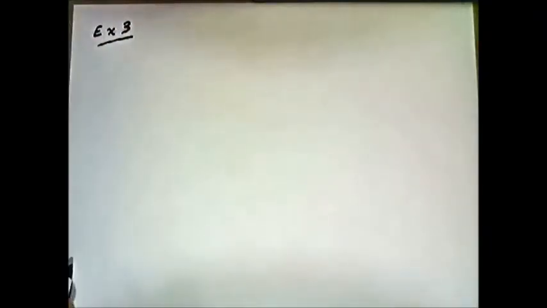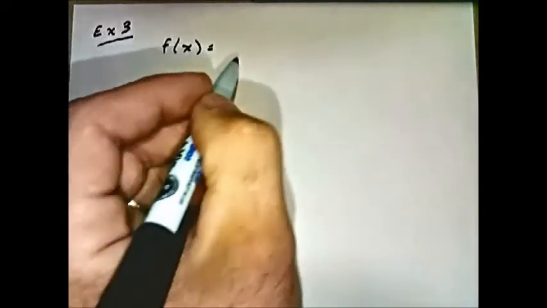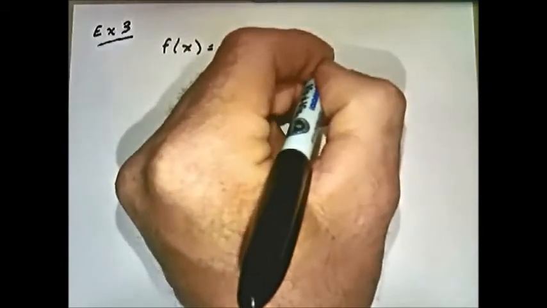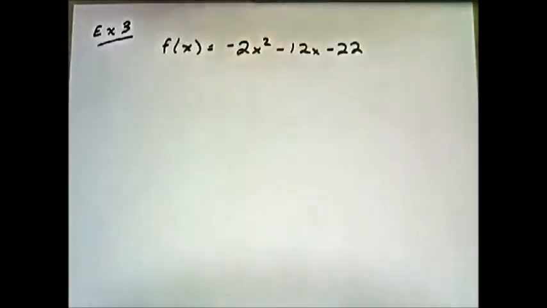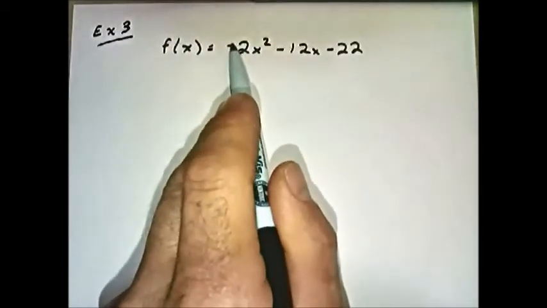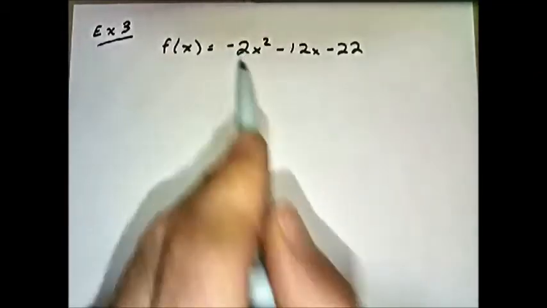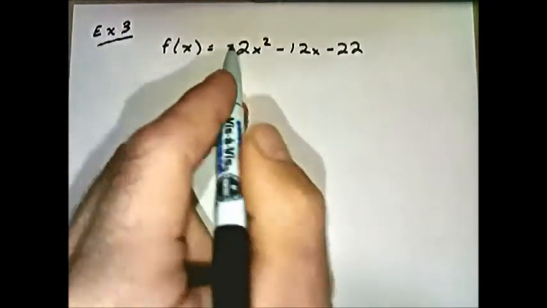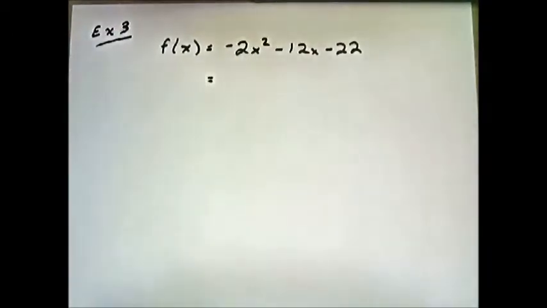Example 3. Since we've looked at two that open up, let's look at one that does not open up. It actually opens down. So let's look at f of x equals negative 2x squared minus 12x minus 22. We should already see that we start out with a negative, so that should tell us that something else is happening with this function. We're going to start the process the same.